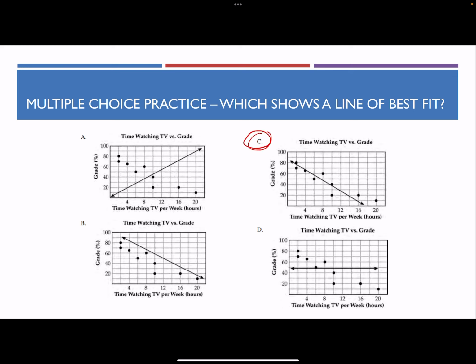Hopefully you can tell it was letter C. Letter A, the slope is positive. It should be negative. Letter D, the slope here is 0 because it's like a horizontal line, right? It should be negative. Letter B, the slope looks good, but the y-intercept is too high. It doesn't really go through the center of the points.